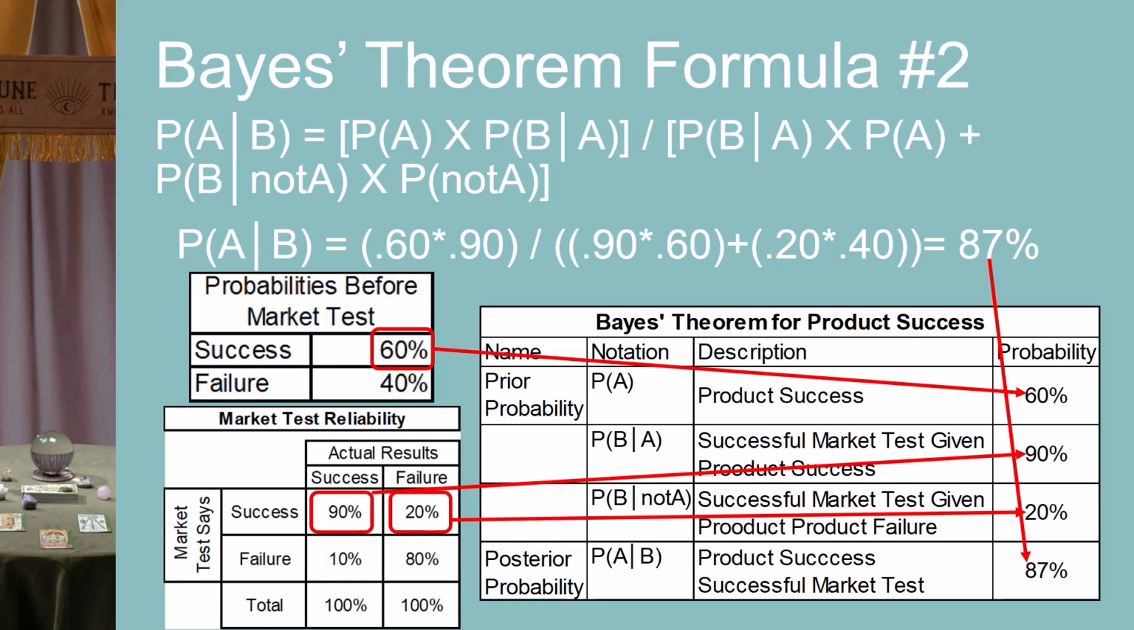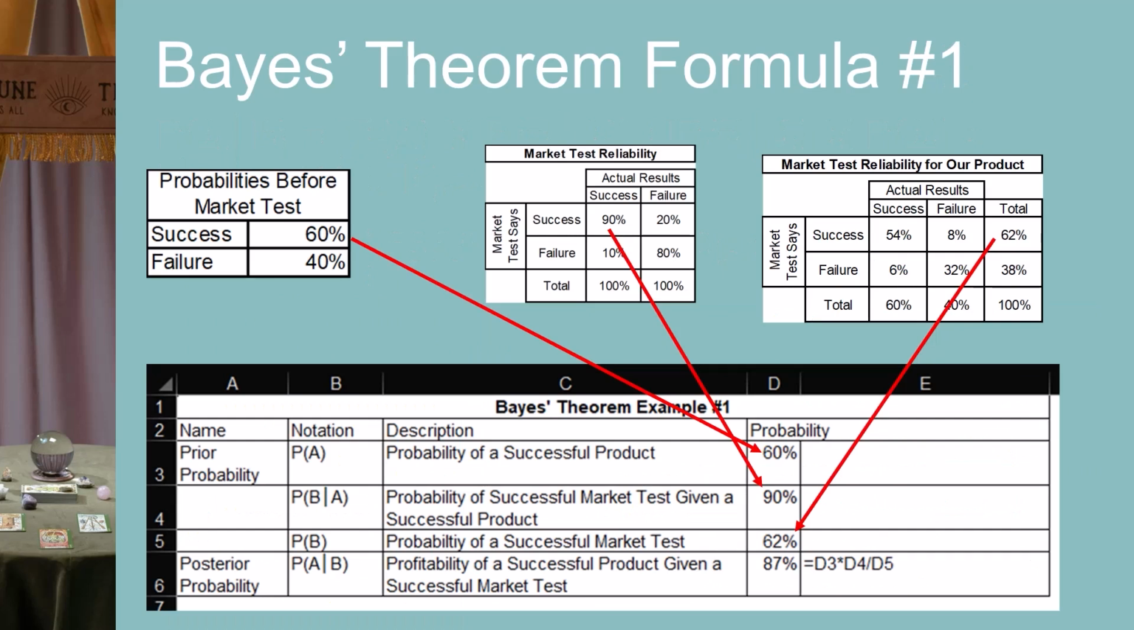The components for that formula are in the tables at the bottom of the slide. I show those numbers in the formula above the tables. Before the market test, we thought the product had a 60% chance of success. A market test indicating success would increase that probability to 87%. We don't have perfect information, but an 87% probability is very high.